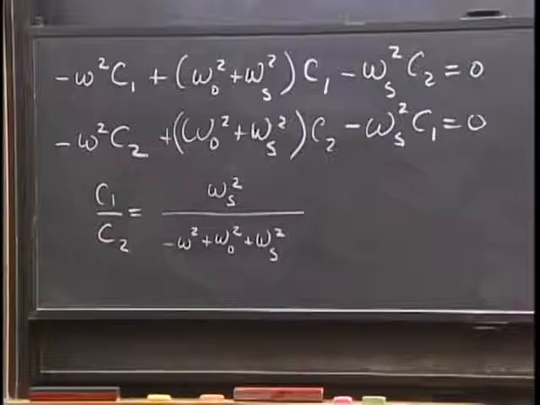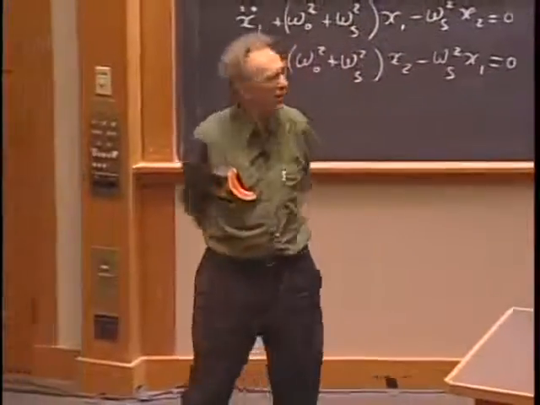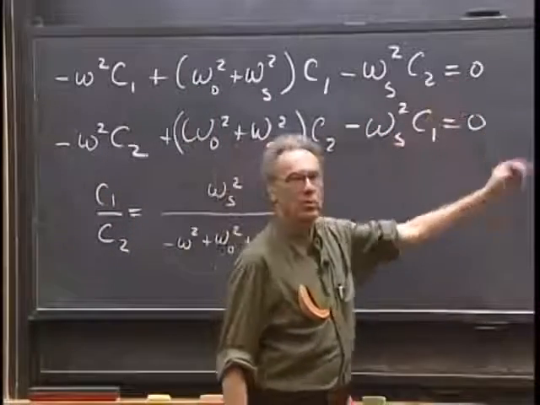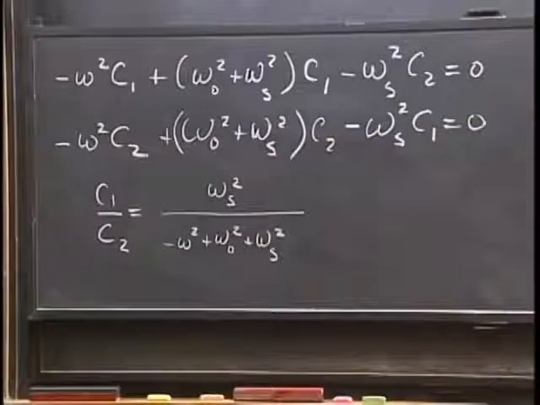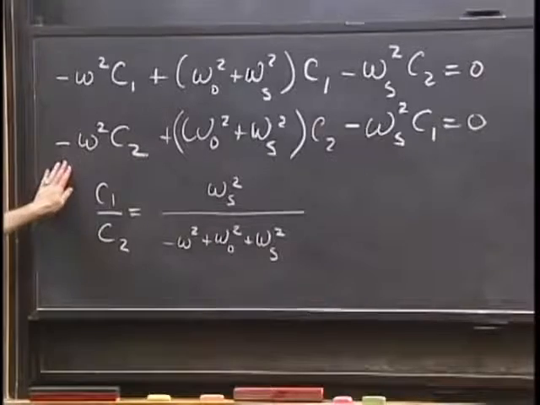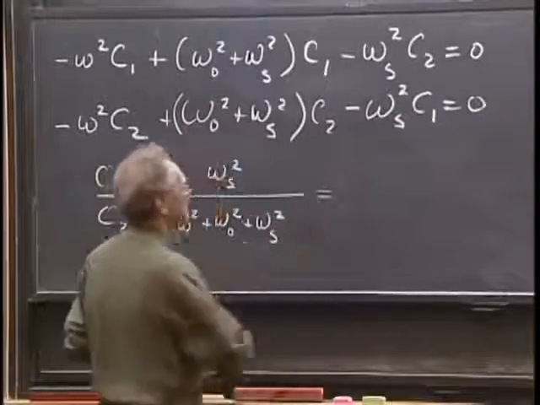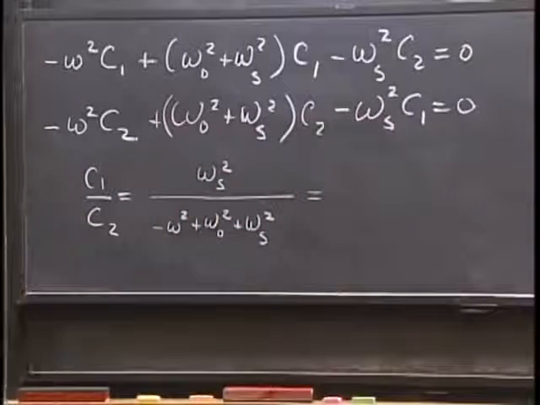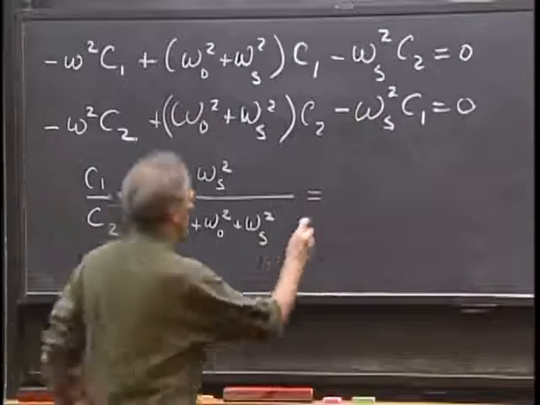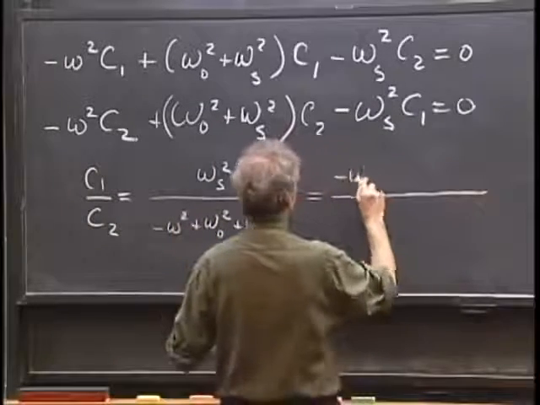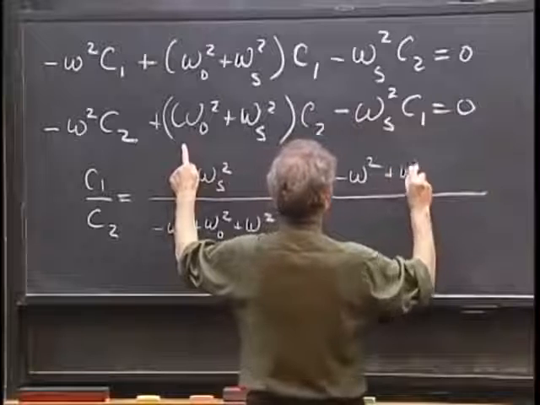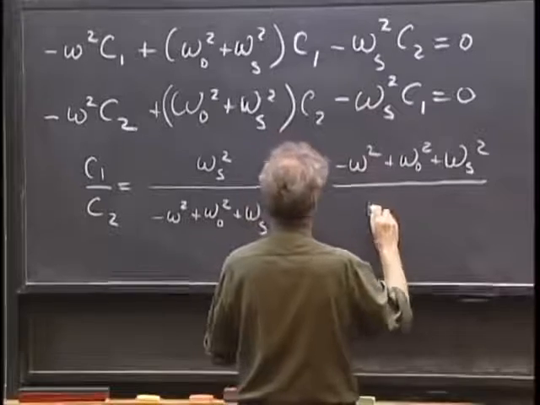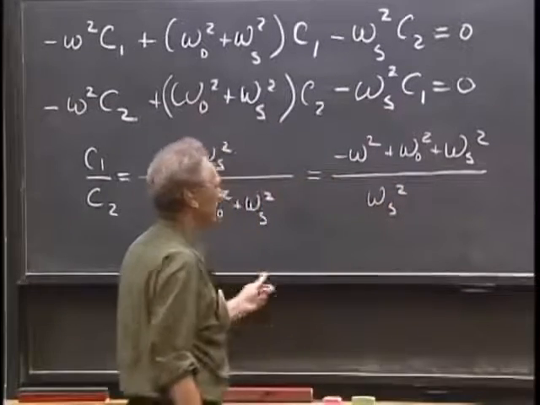Do we agree? That's the first equation. I've simply written it as c1 divided by c2. I can always do that, right? Bring the c1s to one side, the c2s to one side, and divide them. That's this. And I'm going to do the same with the next equation. So I bring this one to the right side, and I have c1s there and c2s here. And now this becomes upstairs. So I get minus omega squared plus omega 0 squared plus omega s squared, and I get downstairs omega s squared.